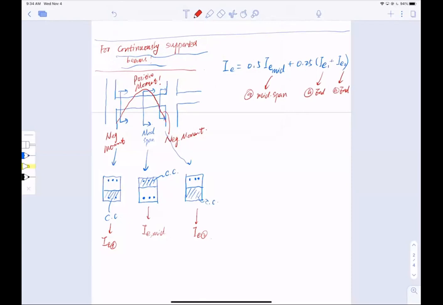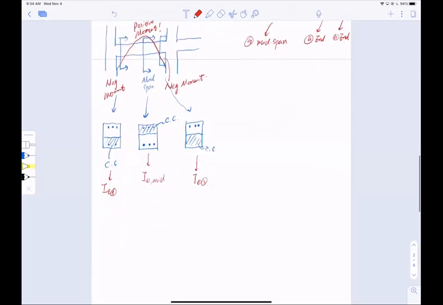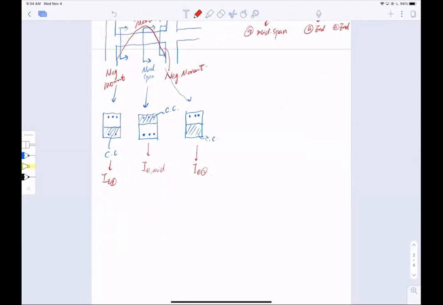All right, so that's how we calculate the moment of inertia for a continuously supported beam. Now we can take a look at an example. Let me show you one example.